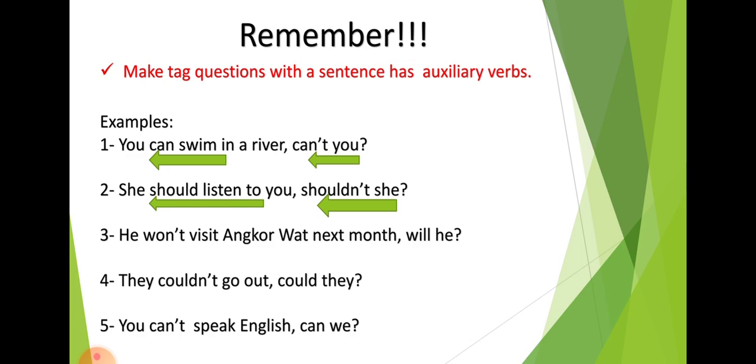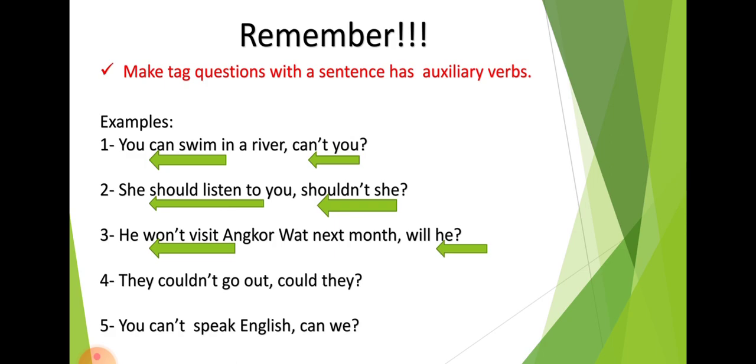Sentence number 3. He won't visit Angkor next month. Will he? Won't visit, the auxiliary verb is will, and it is in the negative form. So the tag question must be positive, and we use the auxiliary verb to make the tag question. Will he?